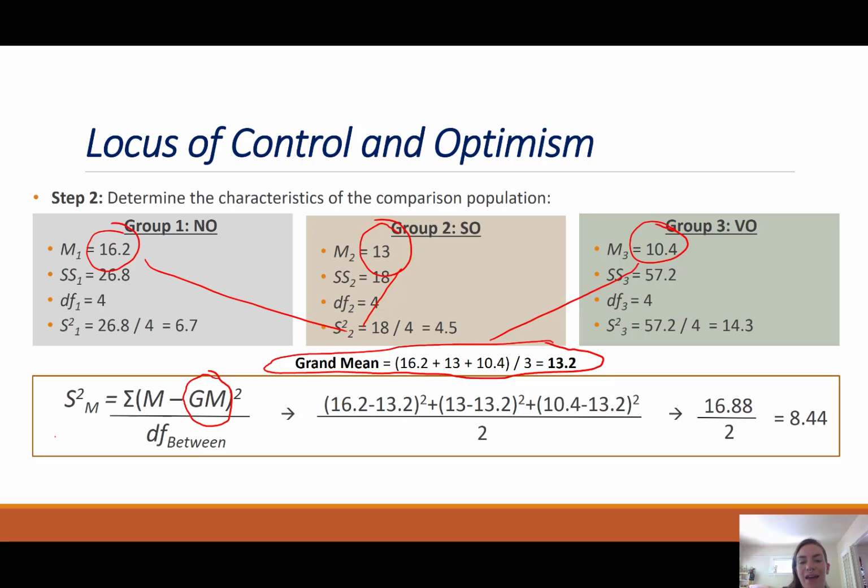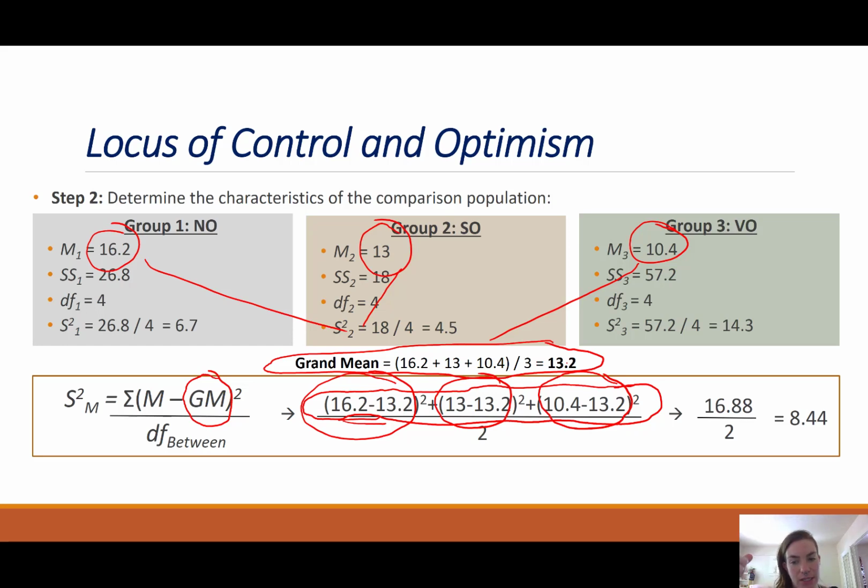So you can see I have the whole numerator, the sum of squared deviations, spelled out for you here. We have our deviation for group 1 squared plus our deviation for group 2 squared plus our deviation for group 3 squared. So the deviation for group 1 is mean minus the grand mean. The deviation for group 2 is their mean minus the grand mean. The deviation score for group 3 is that group's mean minus the grand mean.